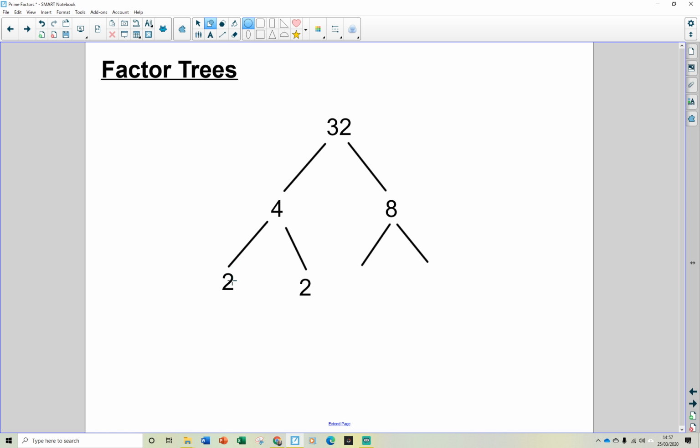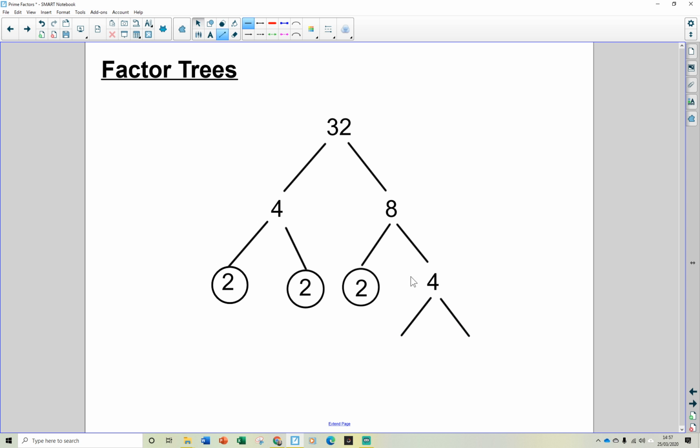These are both primes. I'm going to put them in a circle to remind me that I've reached the end of those particular branches. What about 8? Well, 8 can be made from 2 times 4. So let's put that in there like so. 2 is a prime number, so I've reached the end of that branch, but 4 is not. 4 can be broken down even further, so I need to keep going.